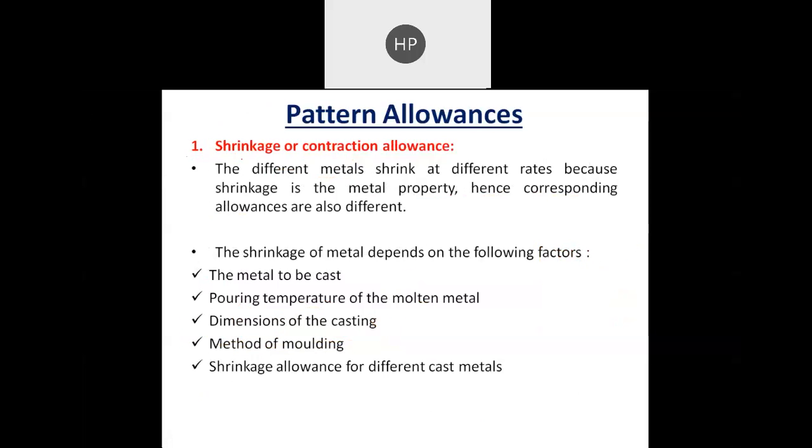Okay, so this is the shrinkage or contraction allowance. The different metals shrink at a different rate because shrinkage is a metal property, and hence the corresponding allowances are also different. So we know that the shrinkage is not the same for each and every material. If you take aluminum, its shrinkage will be different. If you take MS, its shrinkage will be different. If you take steel, its shrinkage will be different. Copper, its shrinkage will be different. So different materials have different amounts of shrinkage.